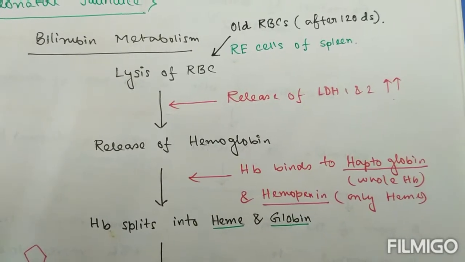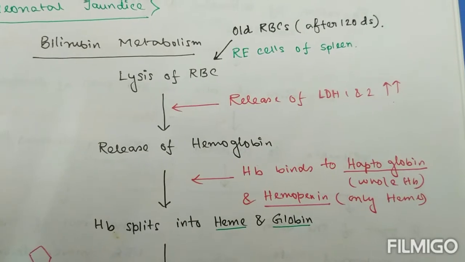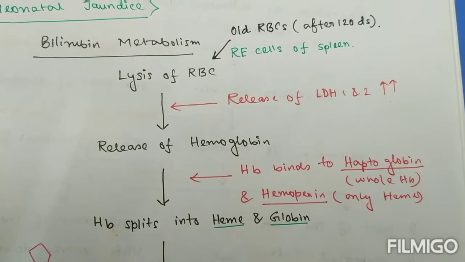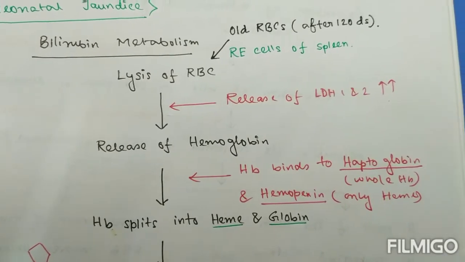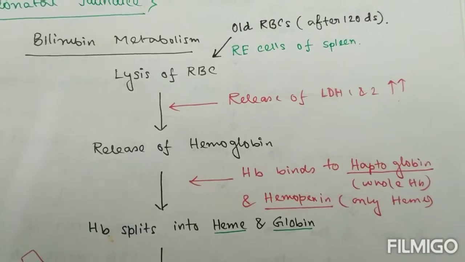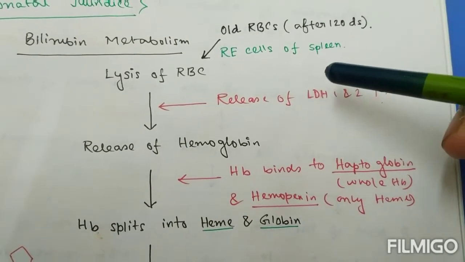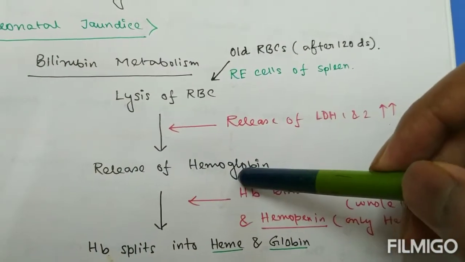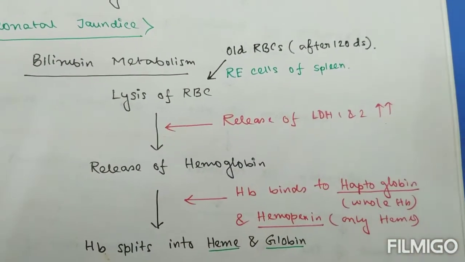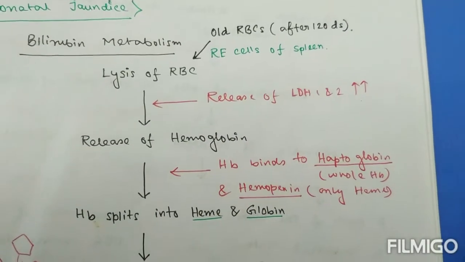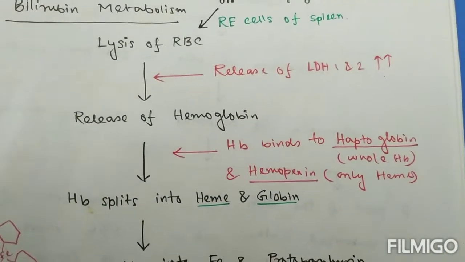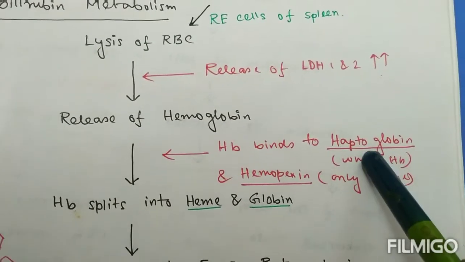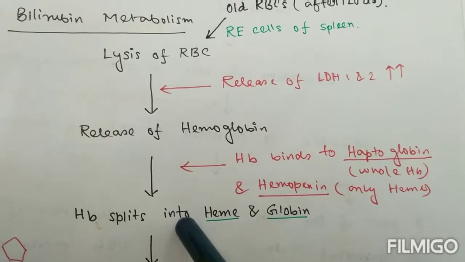After 120 days, old RBCs lose their flexibility and thereby become stiff-walled. These stiff-walled RBCs cannot pass through the splenic filter, so they are easily engulfed by the reticuloendothelial cells of the spleen. After the lysis of RBCs, they release hemoglobin. Also, sometimes inside the blood flow, RBCs are lysed to release hemoglobin. This intact hemoglobin is then carried by haptoglobin into the reticuloendothelial cells.